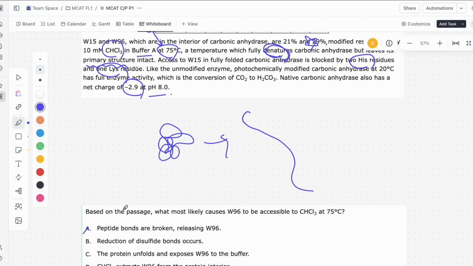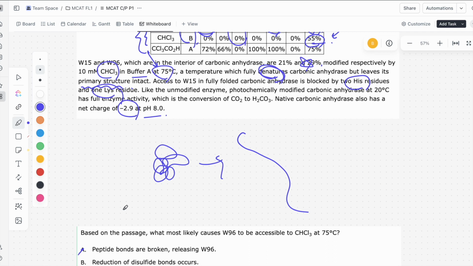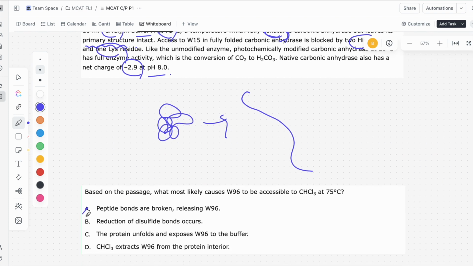Next, B: reduction of disulfide bonds occurs. You only reduce disulfide bonds when you add a reducing agent, but here we're only raising the temperature. That tells us the protein is only denaturing, and the disulfide bonds are not breaking. Again, disulfide bonds only break if you add a reducing agent, and we haven't added that here, so it can't be B.